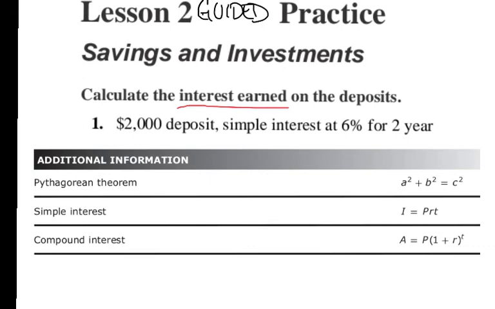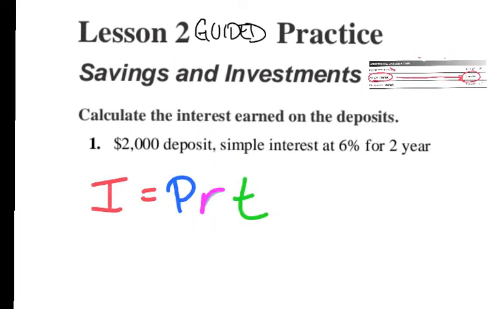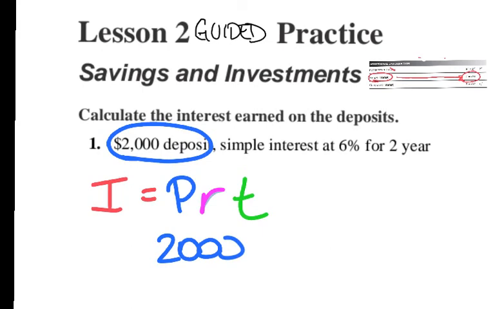So you would actually go to your formula chart or your reference chart, and you would look for simple interest, which is right here. It's at the very bottom of your reference chart. And this is the formula you would use. I equals PRT. Once you write down your formula, you're going to replace the variables with numbers. The P stands for the principal deposit, which in this case is $2,000. The R stands for the rate, which is 6%.